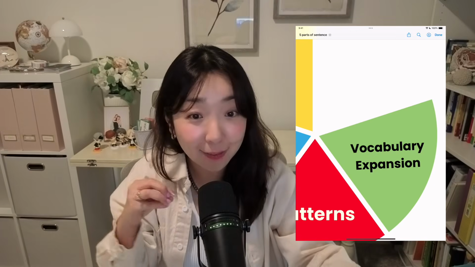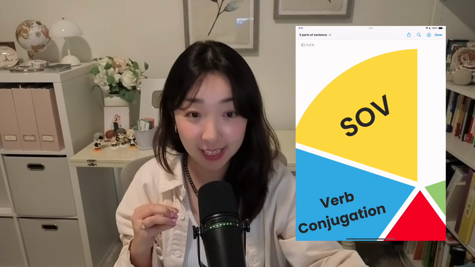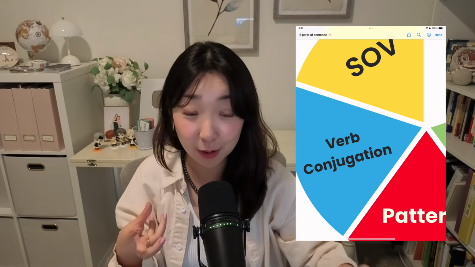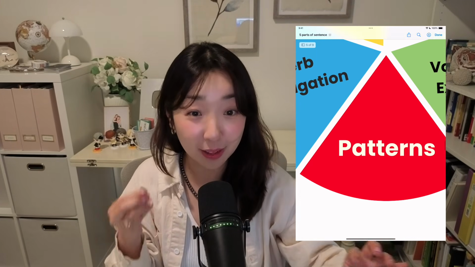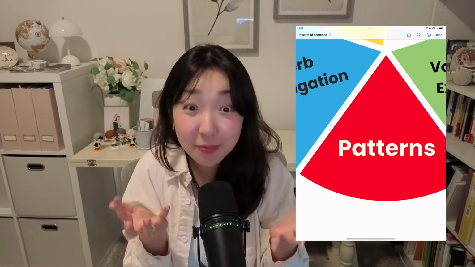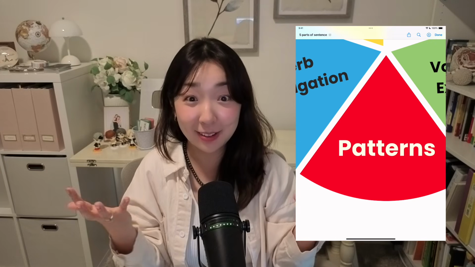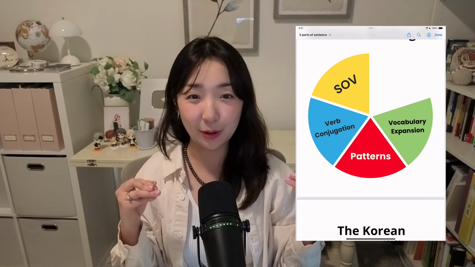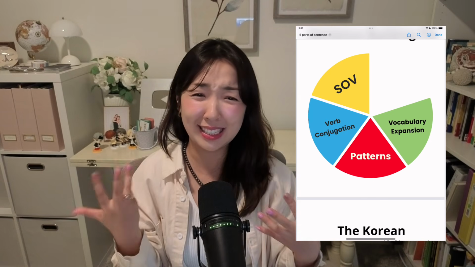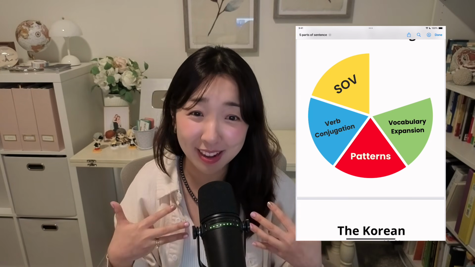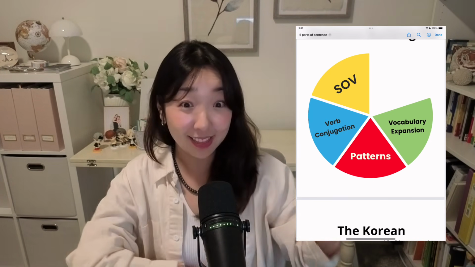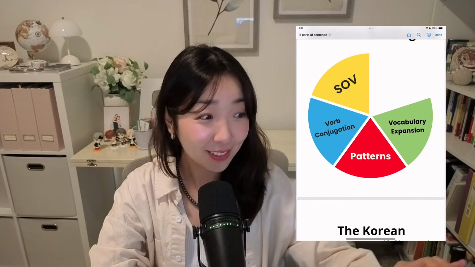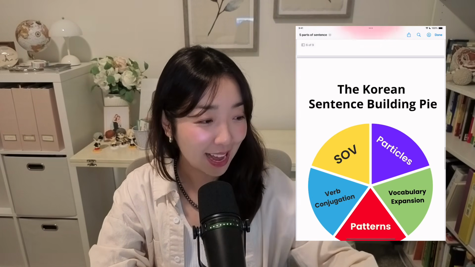Then with that vocab, you can plug it into the SOV. With that vocab, you can conjugate your verbs. With that vocab, you will plug them into the patterns, right? Without vocabulary, nothing will work out. So I think the green piece is the most important work. Although it requires a lot from us to do that work, I think it's the most essential one that we cannot miss, right? And let's go to the last piece.